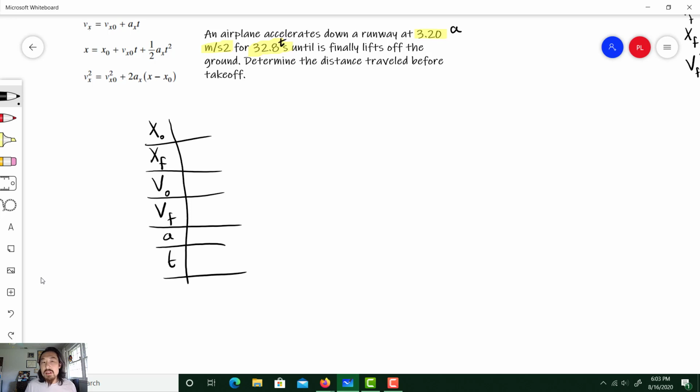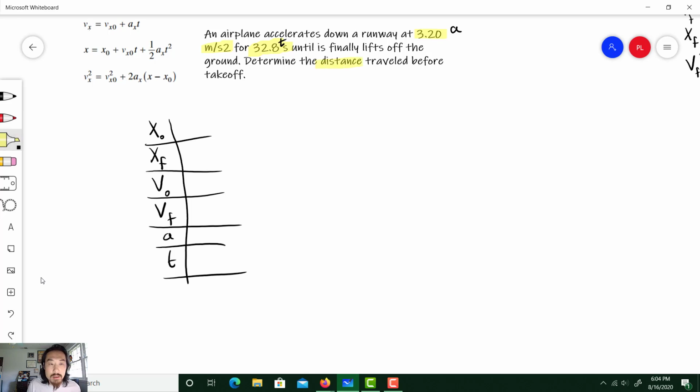Until it finally lifts off the ground. Determine the distance traveled before takeoff. Now, usually what happens here is students stop underlining or highlighting all the important pieces of information, but right there, the thing that you are solving for, the unknown, is actually a very important piece of information. That tells you exactly why you're solving this problem. So I'm going to also highlight that.